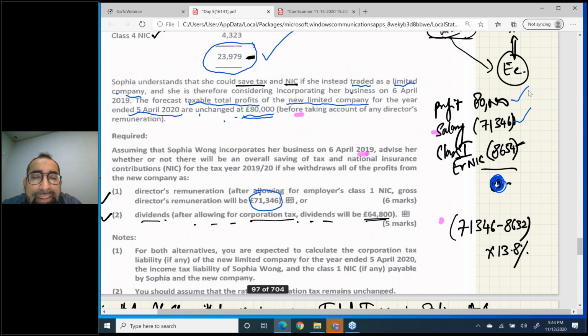8654 may come as a balancing number, but some students say, sir, we can't understand this balancing number. So I give them evidence. I invite them to calculate class 1 employer NIC with this salary of 71346. All of you, come on, do it. Keep the salary 71346 and apply the class 1 employer NIC calculation.